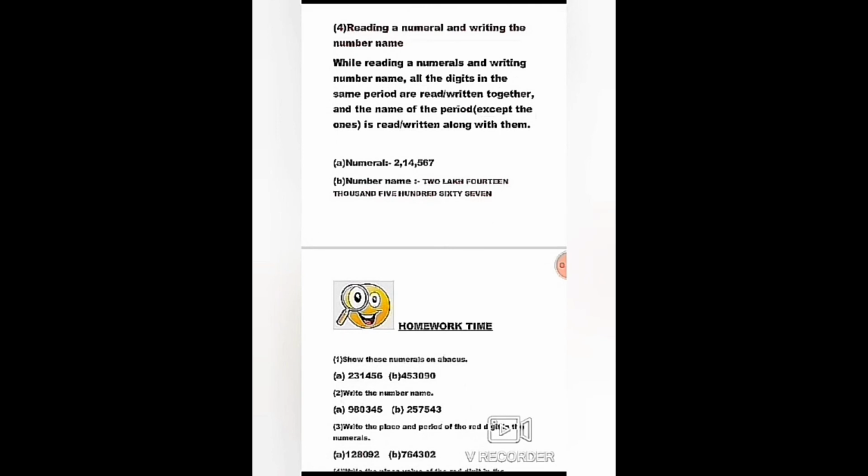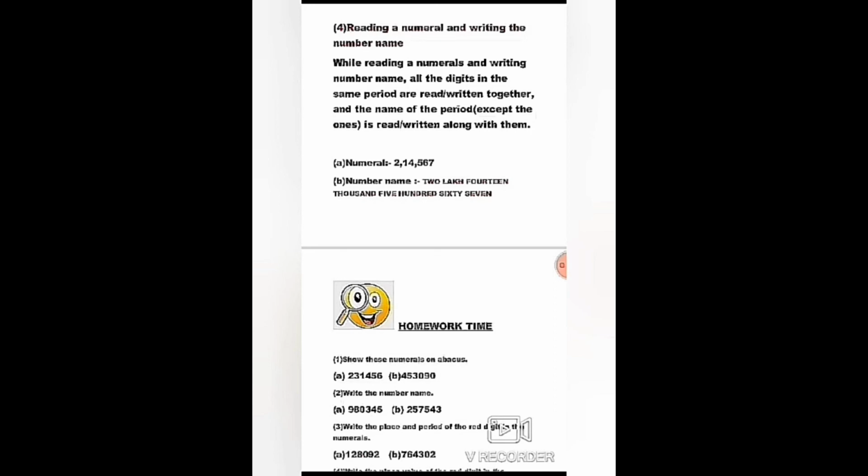And the last topic is reading a numeral and writing the number name. You all know how to read a numeral and write the number name, but there is a technique to do so. While reading a numeral and writing the number name, all the digits in the same period are read or written together, and the name of the period except the ones is read or written along with them.